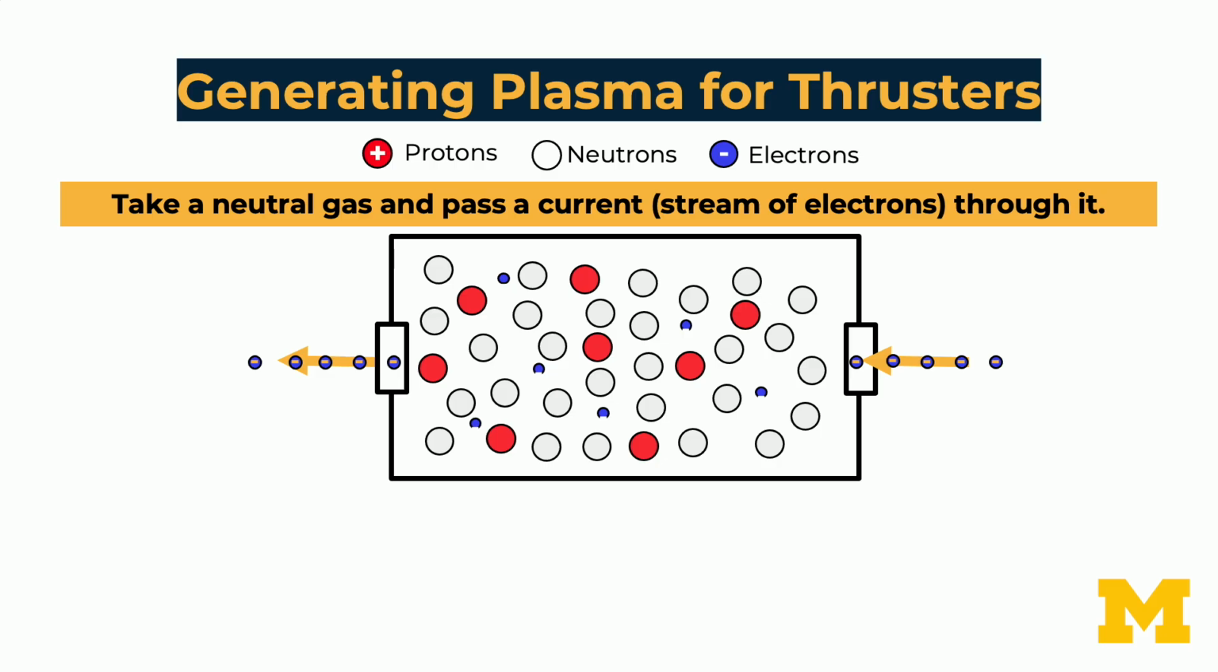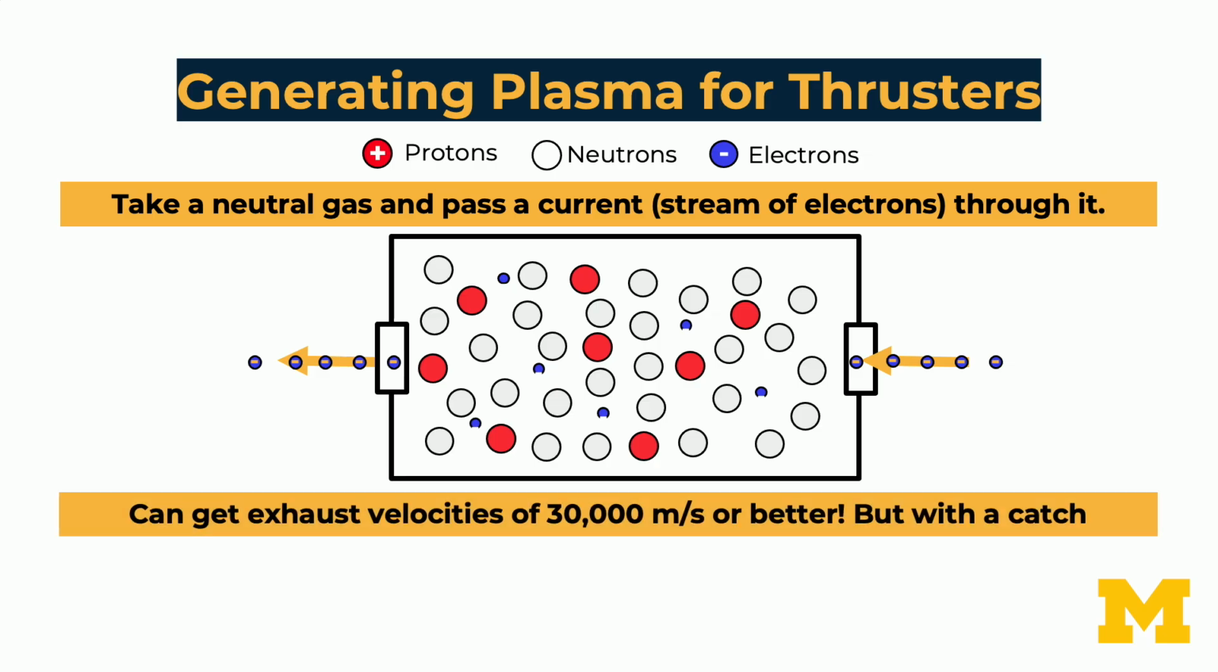An ion is a charged particle, so it is a plus particle, and then there are electrons which hang around also, and those are negative. You can take a neutral gas and pass a stream of electrons through it, and then you can generate these ions. If we do this just right, we can create velocities of about 30,000 meters per second or better. But there is a huge catch with this.